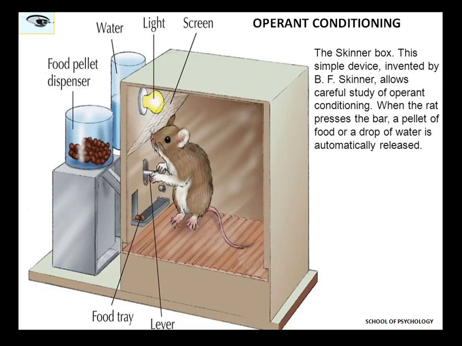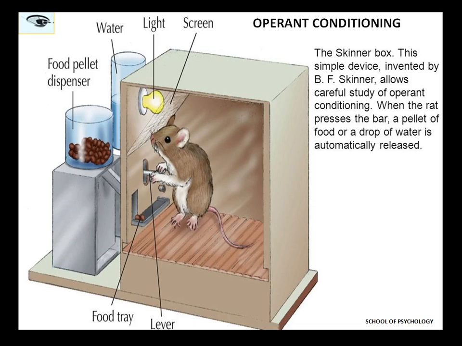Hello, everyone. Today we're going to talk about operant, or instrumental, conditioning. This kind of conditioning was first investigated by B.F. Skinner. What Skinner noticed was the occurrence of voluntary responses when an organism would operate on the environment.